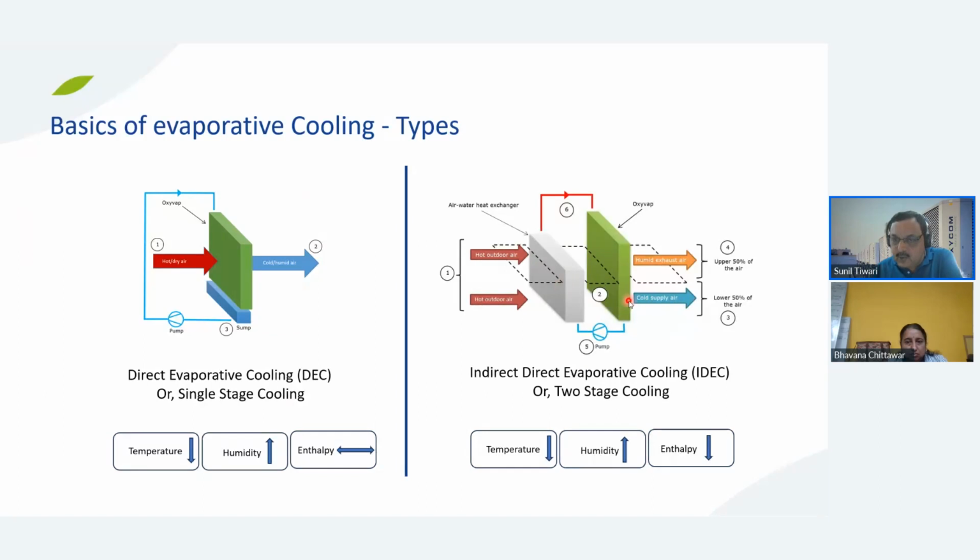So we do the cooling in two stages, and this air is now at a much lower temperature with less moisture added in the air. This air has less moisture added. Only in this stage, some amount of moisture is added. Whereas in the direct evaporative cooling, you are adding a lot of moisture.